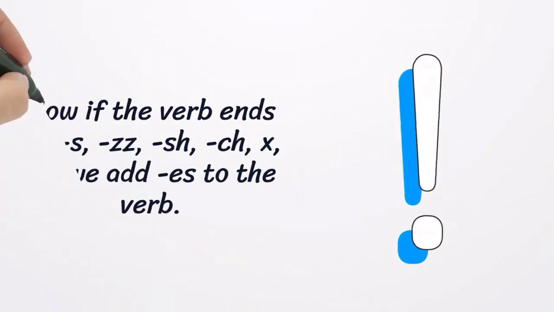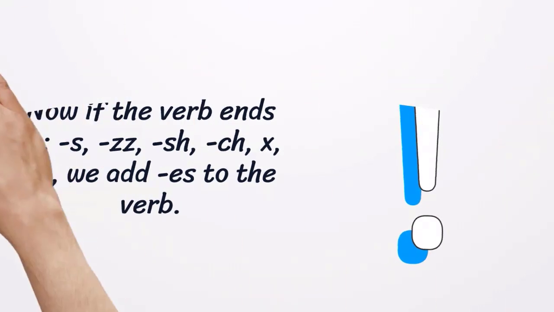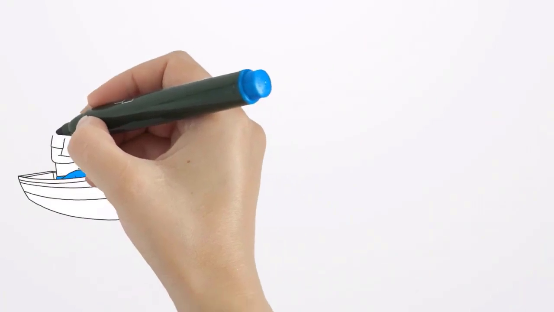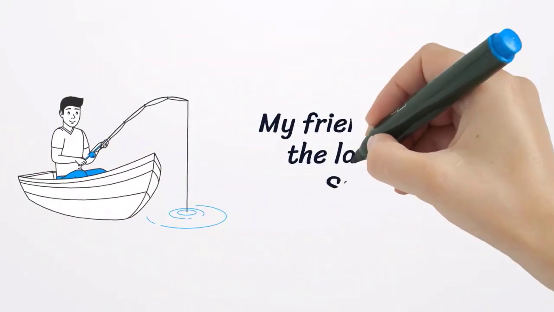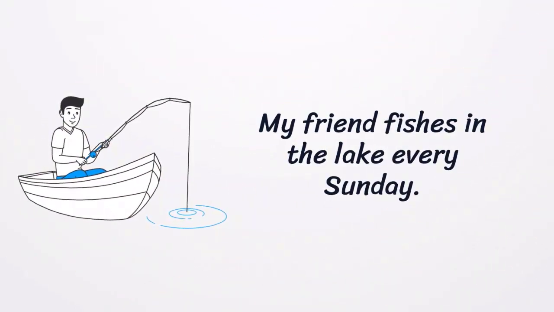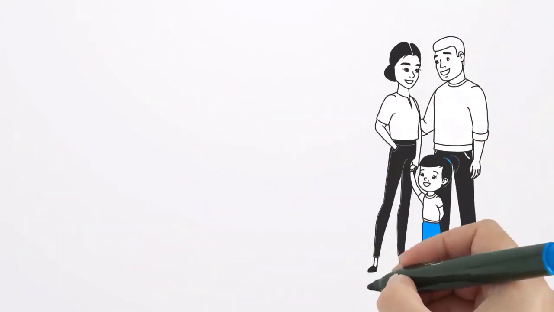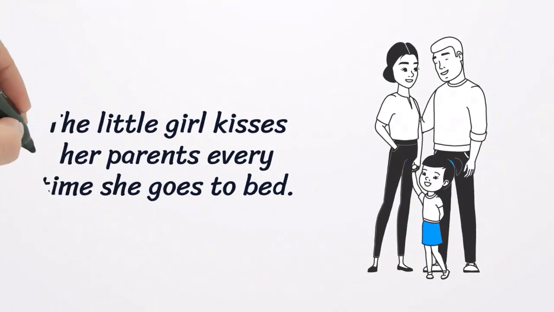Now if the verb ends in s, zz, sh, ch, x, or o, we add es to the verb. For example, my friend fishes in the lake every Sunday. The little girl kisses her parents every time she goes to bed.